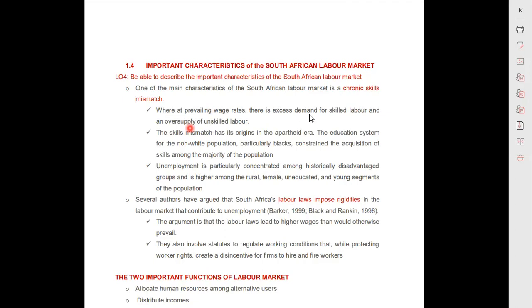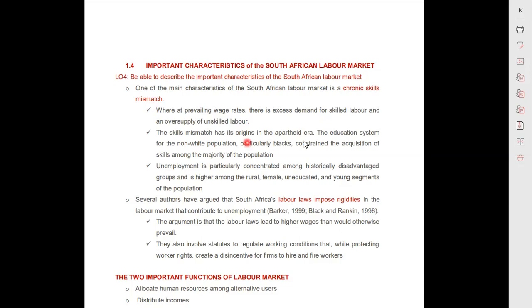The firms want to employ someone who is skilled, with 5 years of experience, a holder of a bachelor's degree in accounting. But those who want the jobs now do not have anything. They only have their hands in their pockets. No experience, not even a course of 6 months. That is what we mean by a chronic skills mismatch.